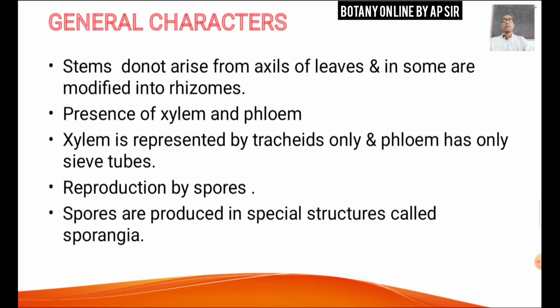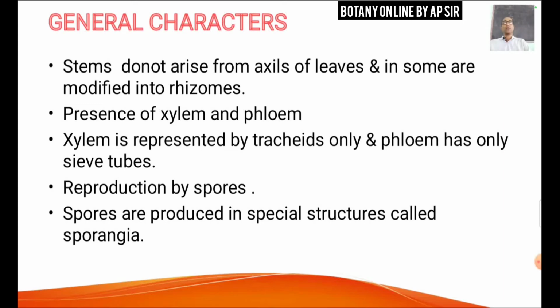Now let us come to some of the other general characters of pteridophytes. As far as pteridophytes are concerned, the stems do not arise from the axil of leaves. Okay, and in some pteridophytes, the stems are modified into rhizomes. The stems are modified into rhizomes. As I told you in the first slide, these are vascular cryptogams. Vascular means presence of vascular tissues, that is xylem and phloem are present. So these are characterized by the presence of xylem and phloem. Okay, here xylem is represented by tracheids only, whereas phloem is represented by sieve tubes only. Got it?